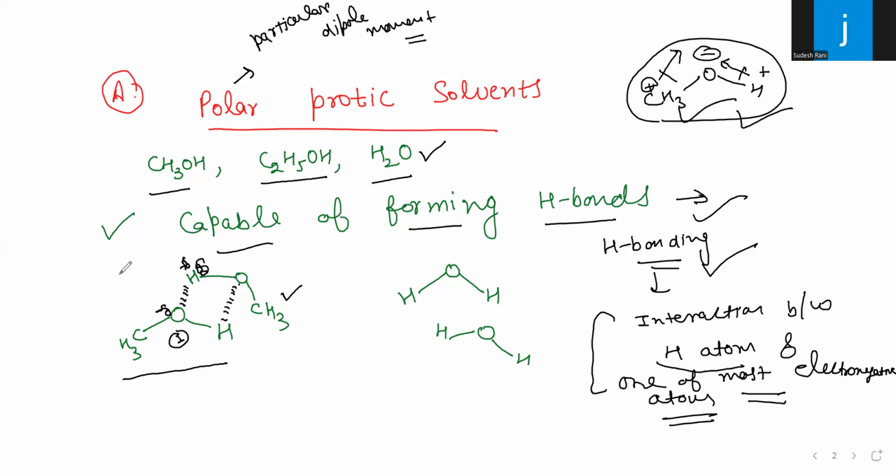We can see this in the case of water also. In water, there is a partial negative charge on this oxygen, and here will be the partial positive charge, and here also the partial positive charge. See, the oxygen of this molecule will interact with the hydrogen of another molecule, and the hydrogen of the first molecule will interact with the oxygen of another molecule. Thus these molecules form hydrogen bonding. So these are polar protic solvents. This is the first peculiar property.